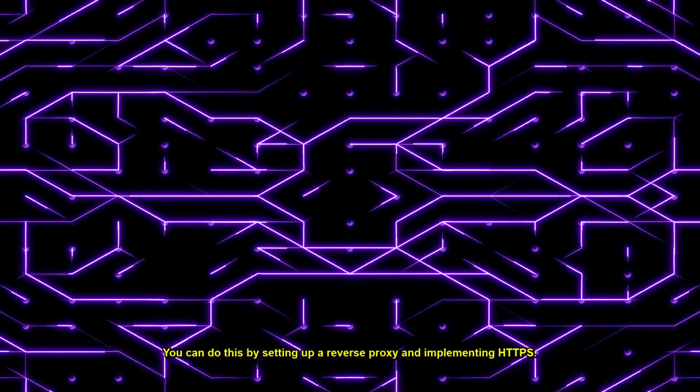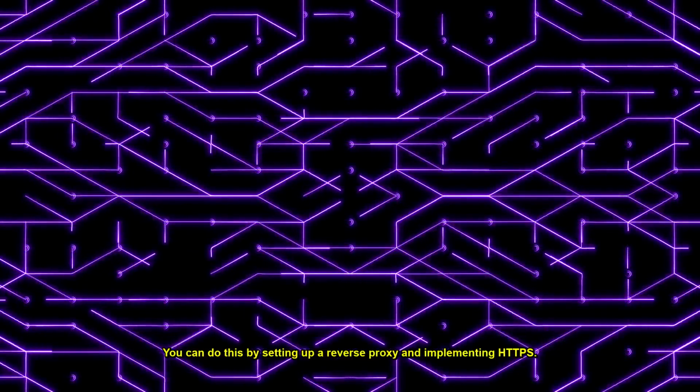Consider securing your n8n instance for production use. You can do this by setting up a reverse proxy and implementing HTTPS. This ensures your data and automations are secure during operation.